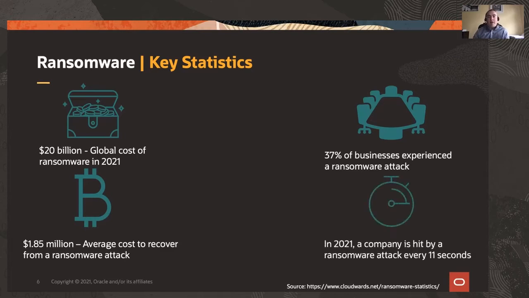And finally, in 2021, it's predicted an attack will happen on an organization's system every 11 seconds. So you've got a very prevalent threat, and it's growing by the day. It's an absolutely critical threat, so it really can't be taken lightly.